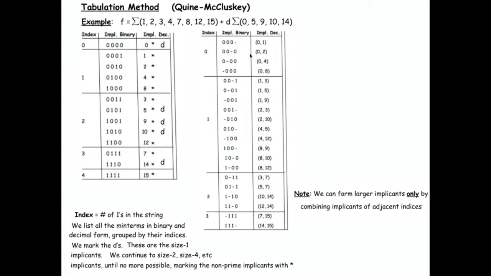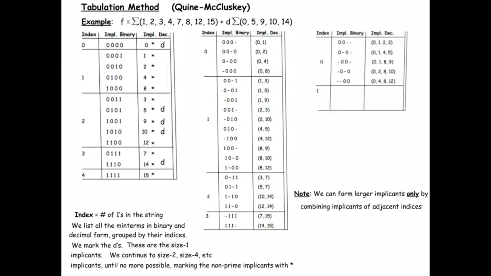Okay, so now we have all of these implicants of size 2. And now the task is, as several students mentioned as well, how do we put them together? Well, let's see. We're going to basically try to do the same thing. We're going to see if we can find adjacent pairs of 1s.